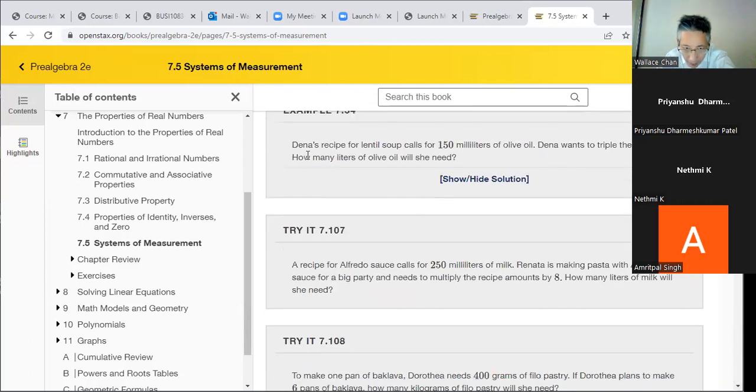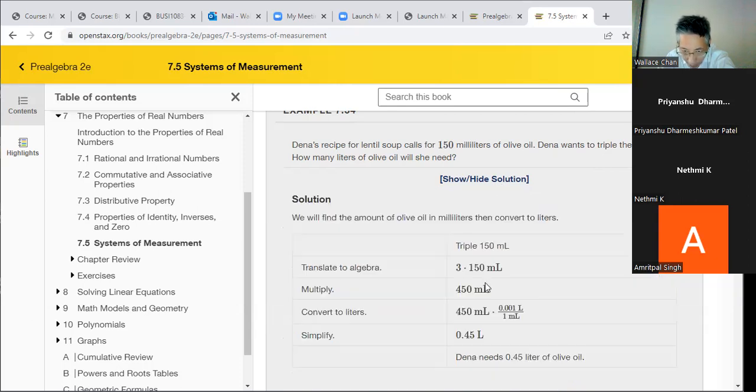Okay. Now, Dana's recipe for the soup calls for 150 milliliters of olive oil. Then Dina wants to triple the recipe. Triple means you multiply by 3. Very good. So 150 times 3 is 450, or you can change it to 0.45 liters. Yeah, because it's asking you how many liters, right? Not how many milliliters. So how many liters?